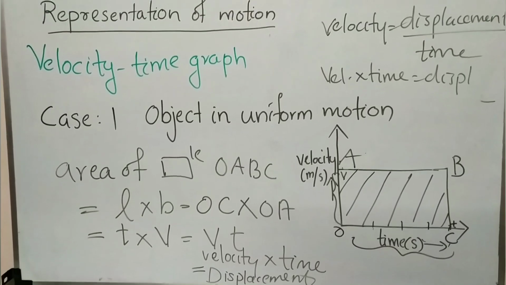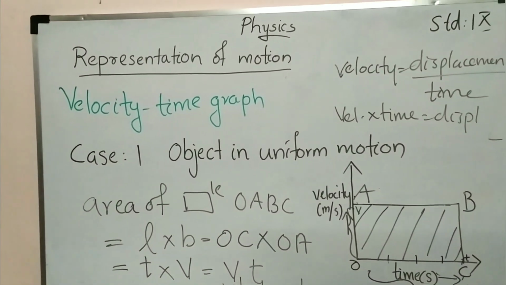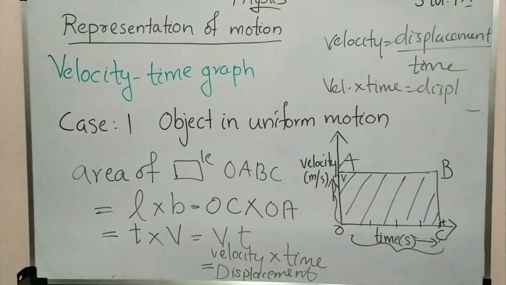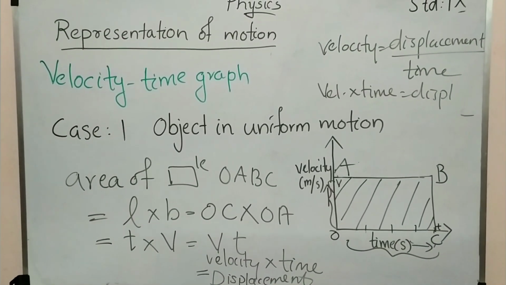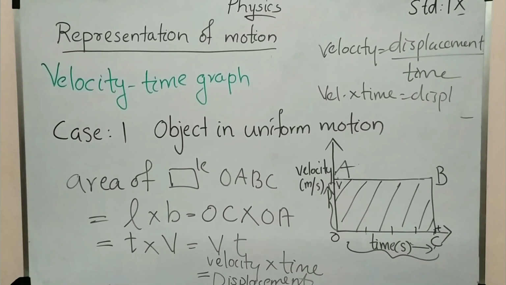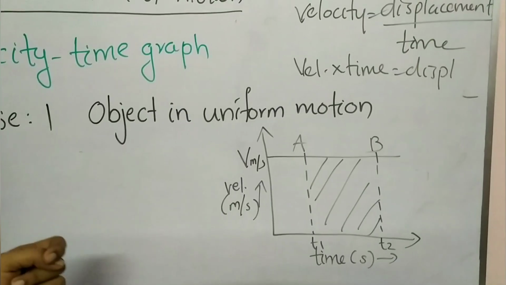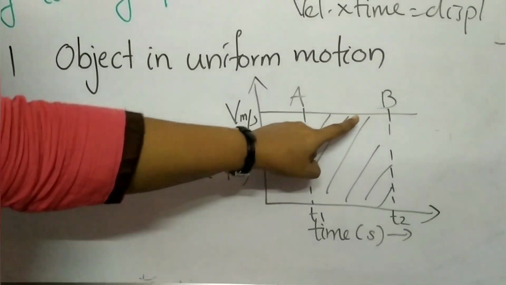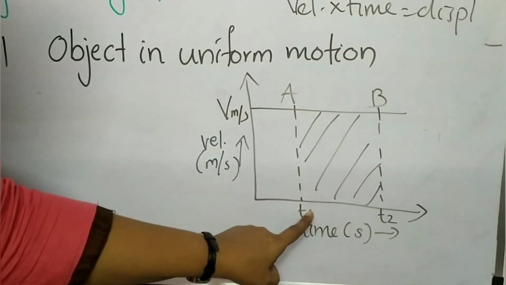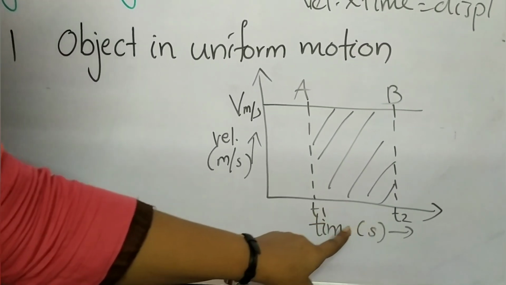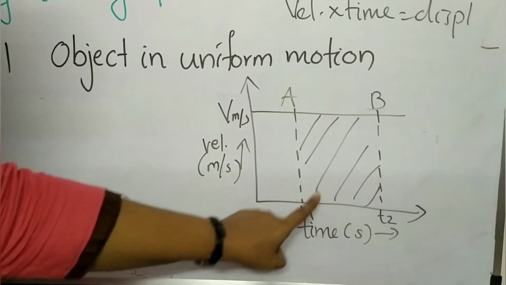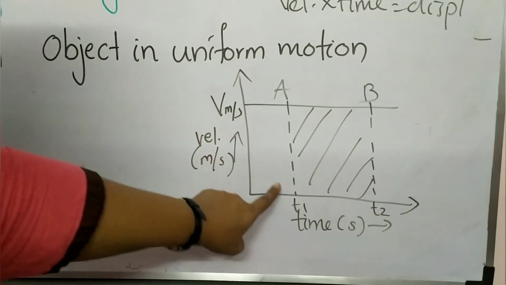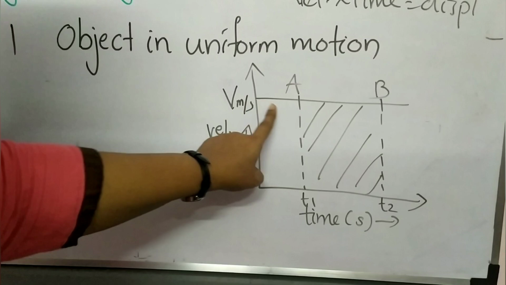So if you have a velocity time graph, the slope of the graph gives you acceleration and the area under that graph gives you displacement or the distance covered by that object. Here also you can see the same graph, but here I considered a small portion AB only. That means a time interval we have to consider here. So from this you can say the object is moving with velocity v meter per second at time interval t1, that is v meter per second.